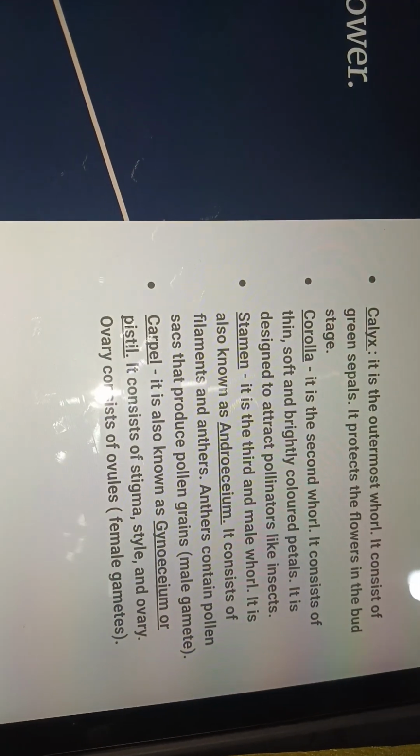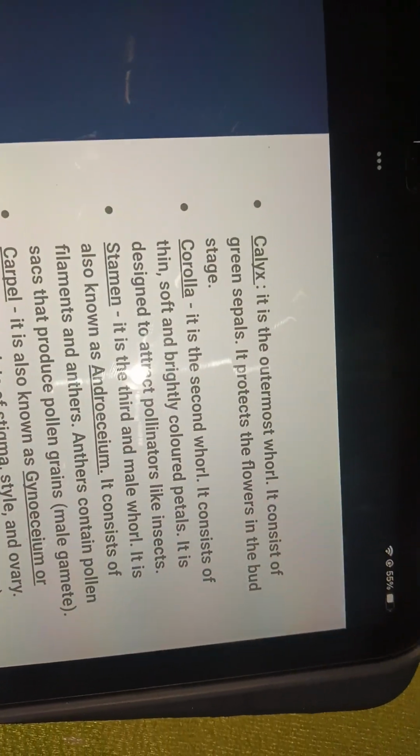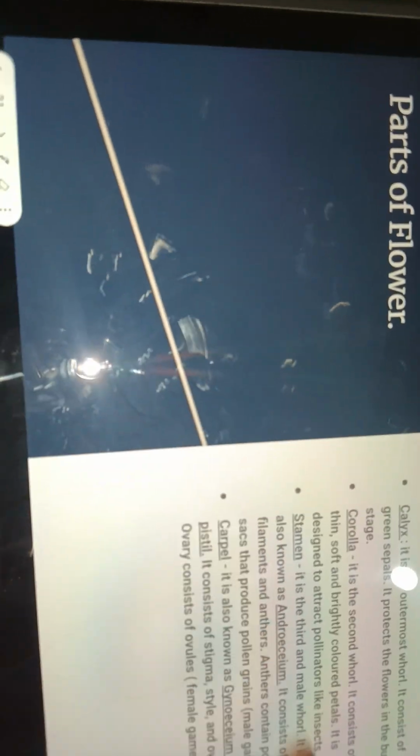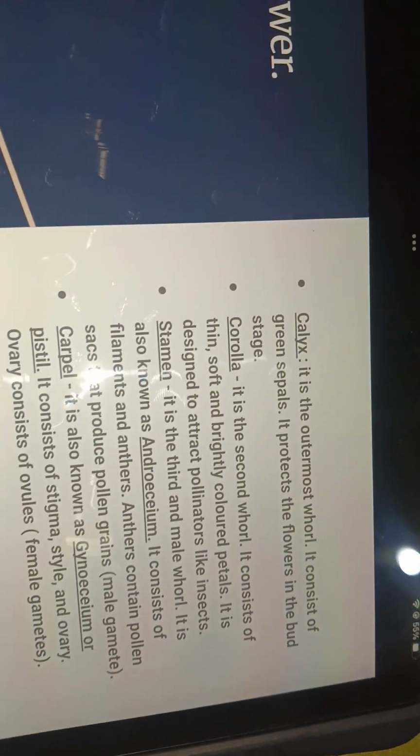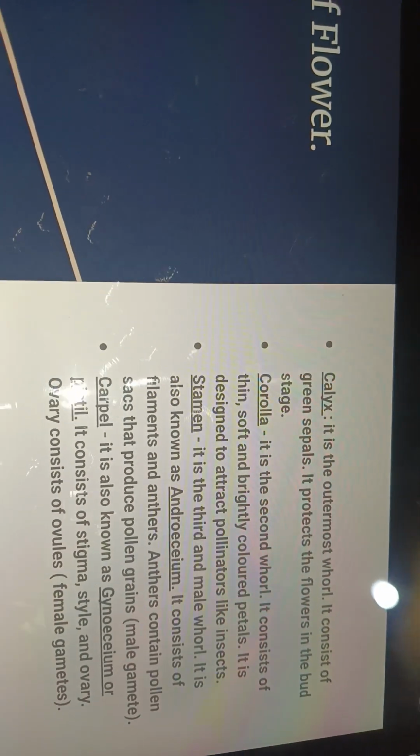Parts of flower we will begin, then we will begin types of flowers. So, parts of flower. Calyx. In the flower, I have not pasted the picture over here. I will surely put in the picture in the next video and show you.